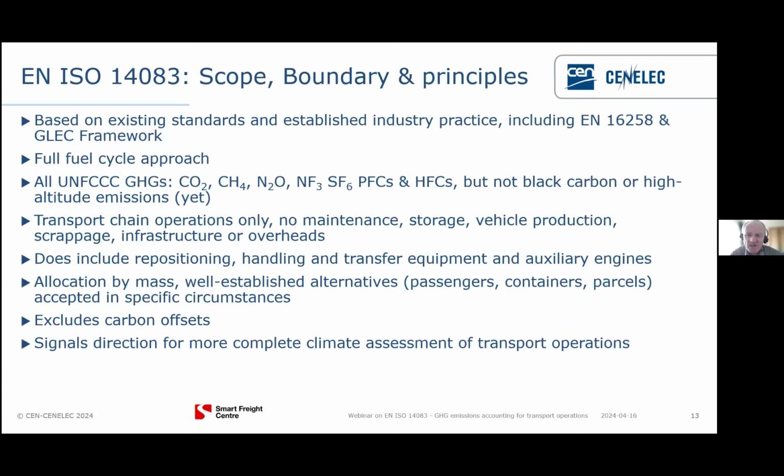At the moment, black carbon emissions and high altitude emissions, which can occur from transport, are not included within ISO 14083's normative sections. There is an informative section about black carbon as a starting point for any organisation that wishes to include that. So also we're looking very much at the moment at transport chain operations, so the movement of the vehicles. So at the moment, emissions relating to maintenance, long-term storage of product, vehicle production, and vehicle scrappage, the transport infrastructure or overhead operations are not included within this first version of the standard.